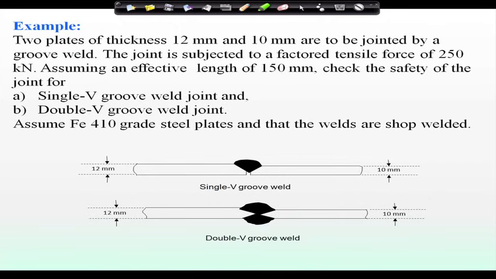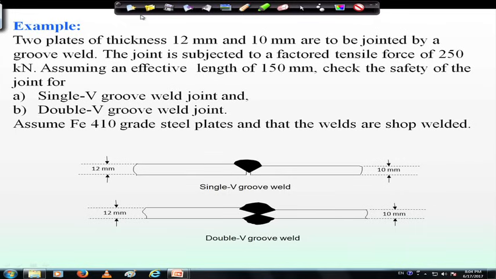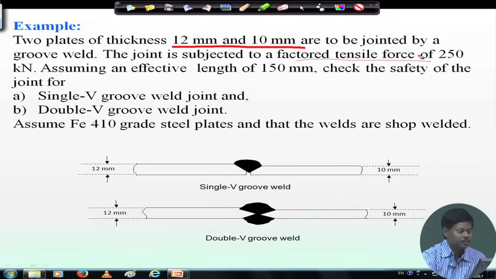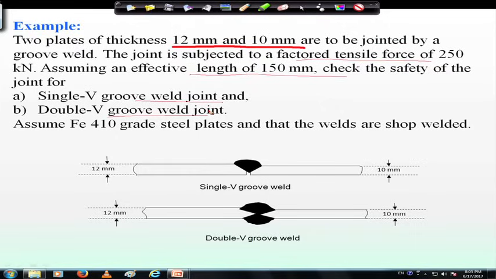Here two plates of thickness 12 mm and 10 mm are to be joined by a groove weld, meaning butt weld. The joint is subject to a factored tensile force of 250 kilonewton. Assuming an effective length of 150 millimeter, check the safety of the joint for single V groove weld joint and double V groove weld joint, right. So, this is what we will calculate.